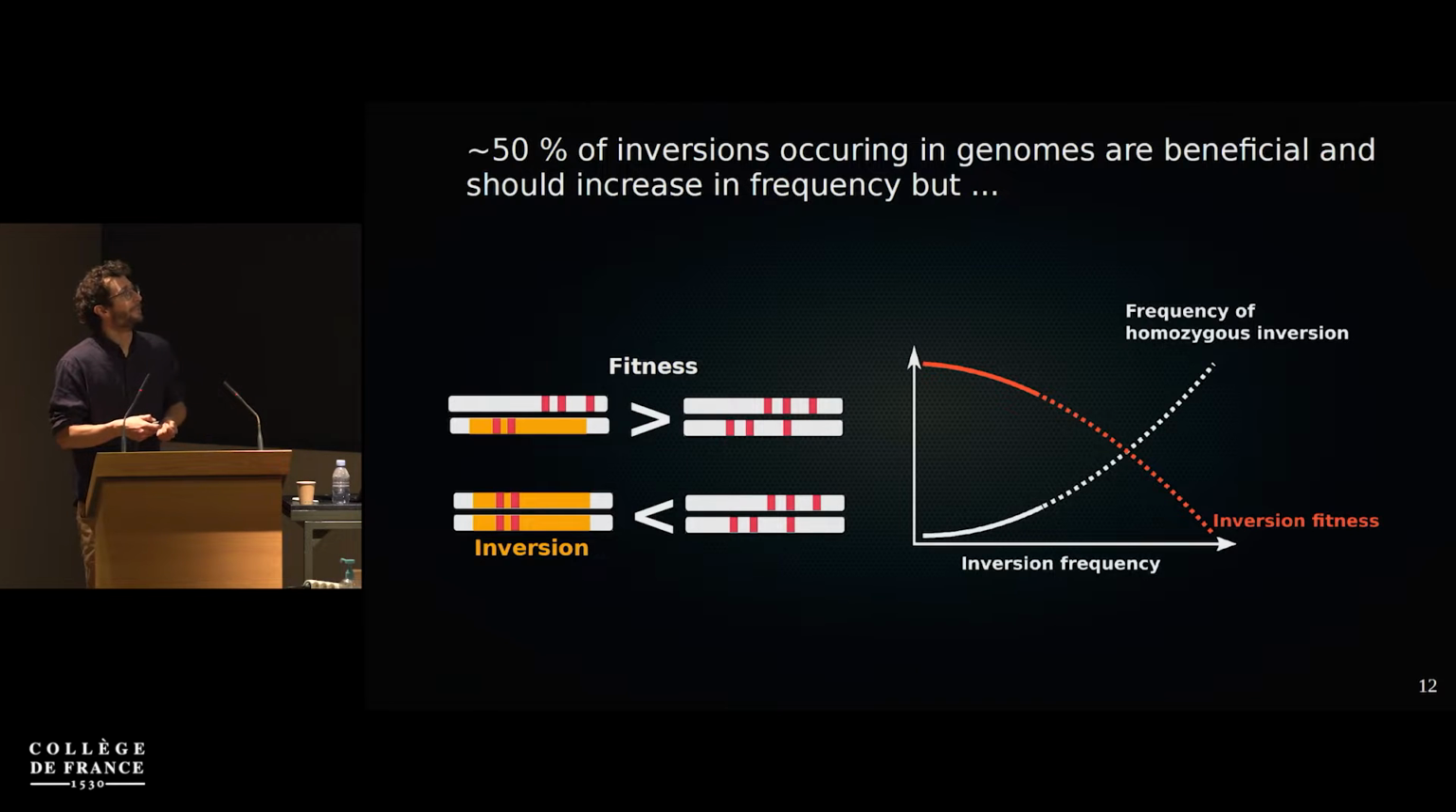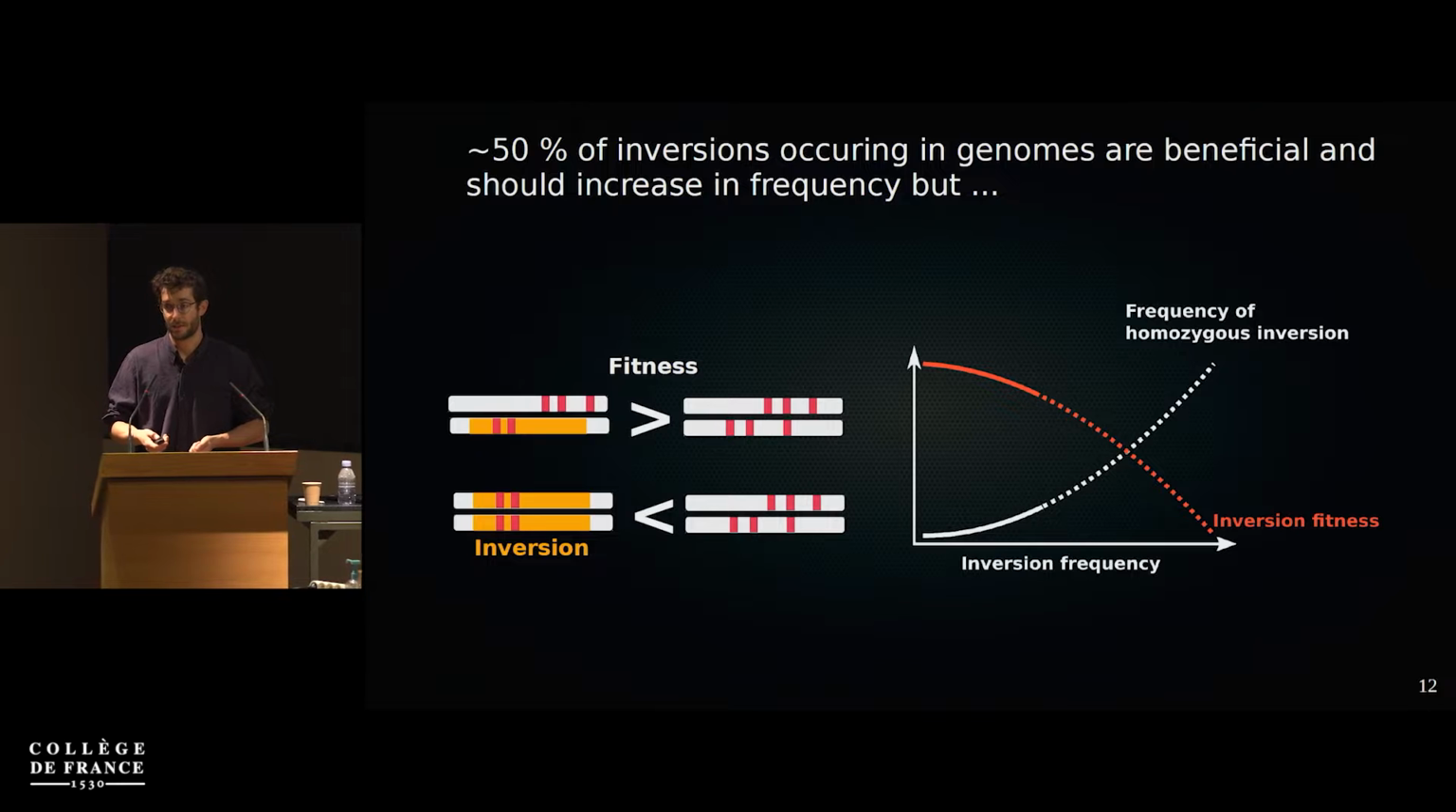Interestingly, when the inversion increases in frequency, it also increases the frequency of individuals homozygous for the inversion. Because these individuals have a lower fitness, it decreases the fitness of the inversion. So when the inversion increases in frequency, it decreases the fitness of the inversion. There is a kind of negative frequency-dependent selection acting on these inversions, and this should prevent the inversion from increasing in frequency.